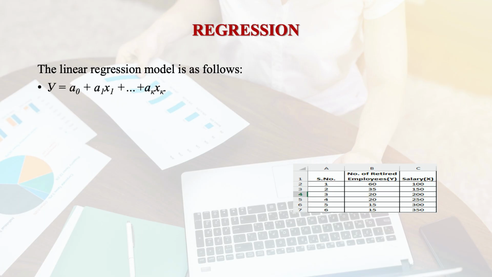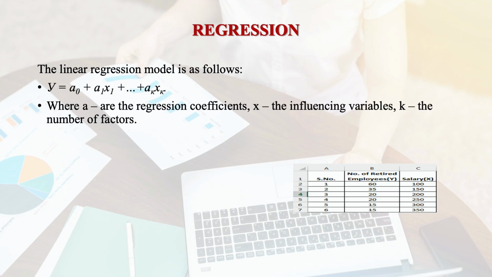Now we want to incorporate the linear regression model, and the linear regression model is, as already said, of the type y is equal to a plus bx. Now we can have different independent variables, so the linear regression equation may expand to a naught plus a1 x1 plus a2 x2 up to an xn, where a are the regression coefficients, x is the influencing variable, and k is the number of factors.